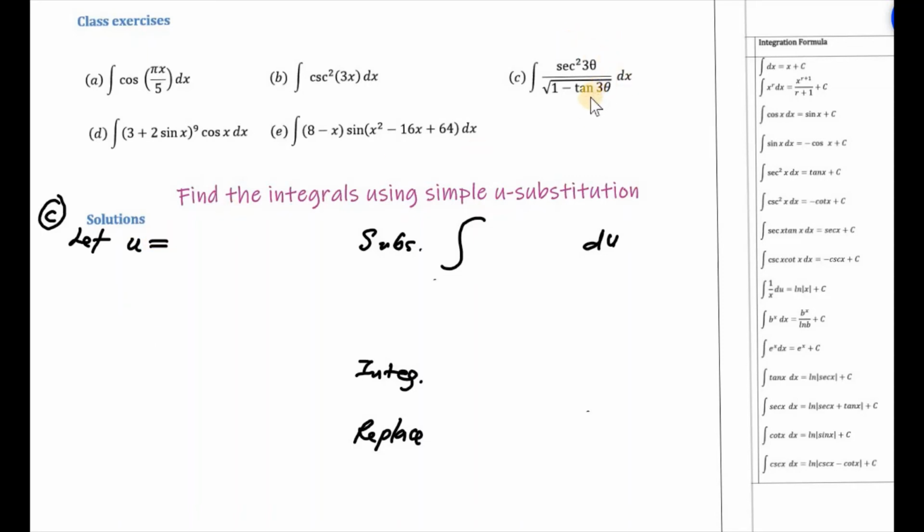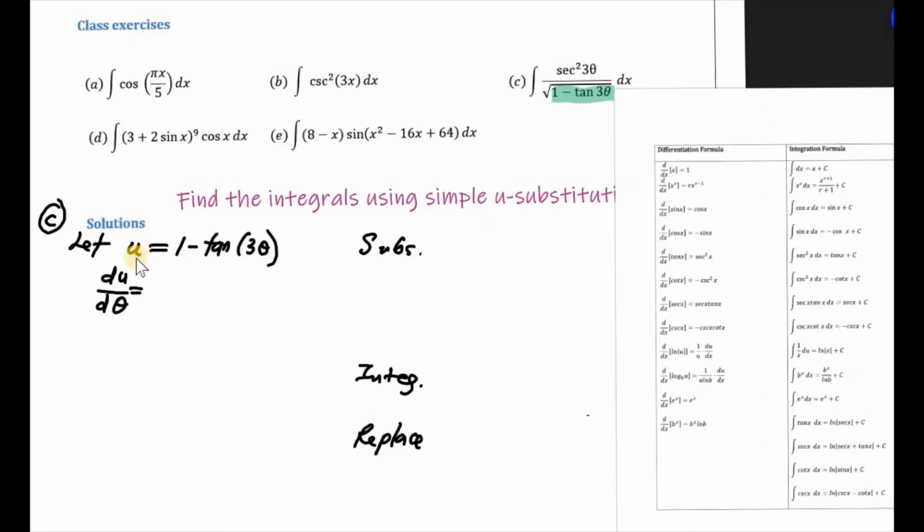So what is the appropriate u? If you choose u as 3 theta, it will be complicated. And again, the appropriate u is the innermost function. So in this case, it's good that you set u as 1 minus 3 theta. So there's a tangent there. We do need to know how to differentiate. So here, this is a formula. We're differentiating tangent. The derivative of tangent is secant square x.